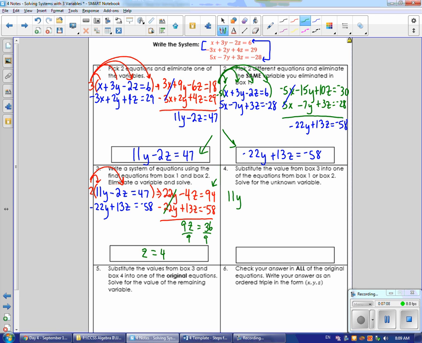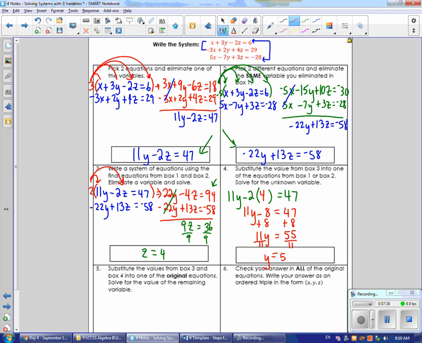So I've got 11y minus 2, but this time I'm going to plug my z equals 4 in for z. So when I simplify, I have 11y minus 8 is equal to 47. And if I add 8 to both sides, I'm going to get that 11y is equal to 55. And if I divide both sides by 11, I'm going to get that y is equal to 5.